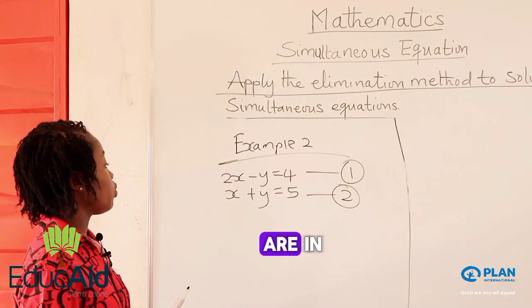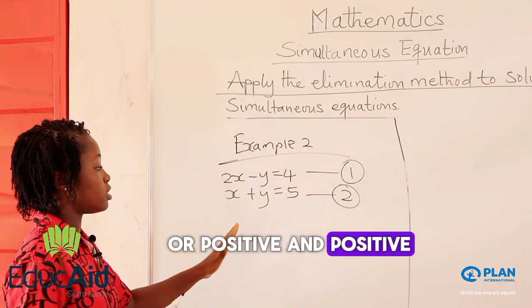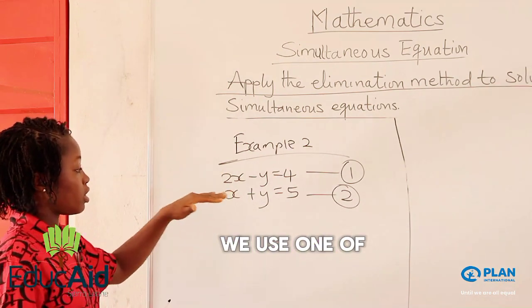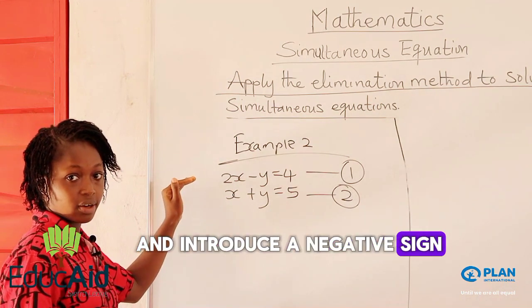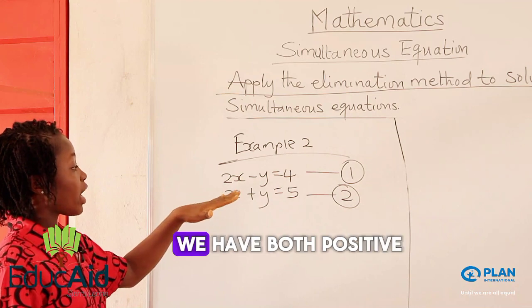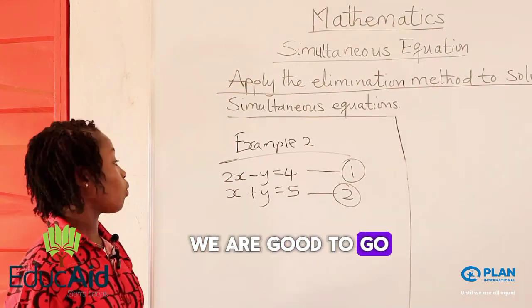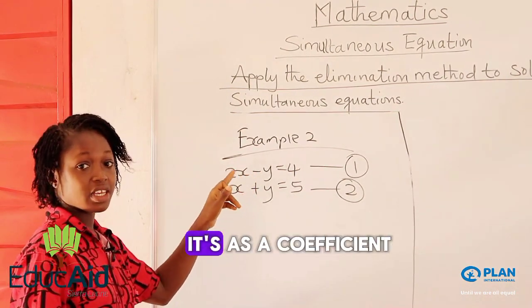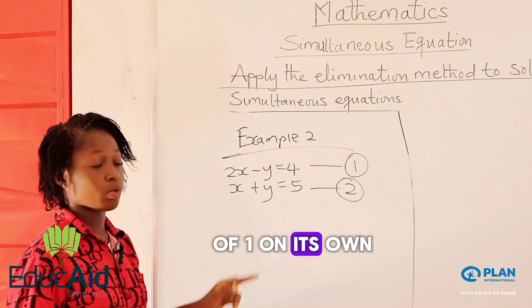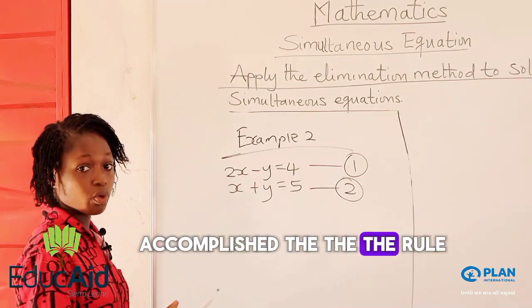In a case wherein we have both negative and negative or positive and positive, we use one of the equations and introduce a negative sign. But in this case, we have both positive and negative sign. So we are good to go. Anytime a variable stands alone, it has a coefficient of 1 on its own. So here, we have already accomplished the rule.